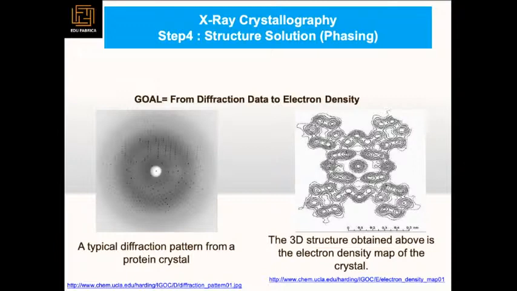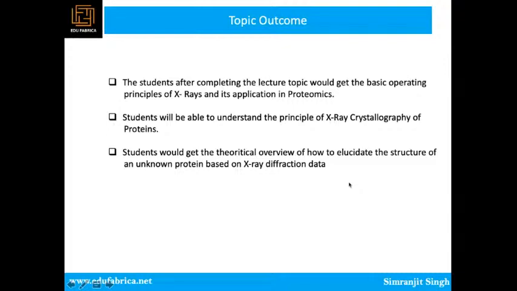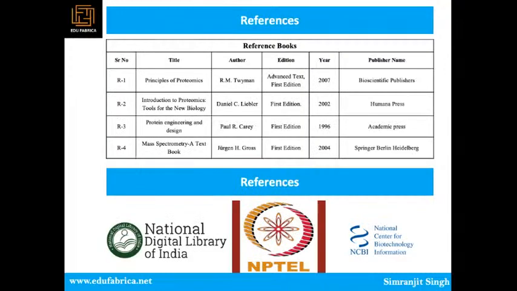So this is the data that you get afterwards, the diffraction data, typical diffraction data of protein crystals, and then a 3D structure is obtained using the electron density map of the crystal. Now there is a 3D structure of it afterwards. So today's outcome is that you are able to understand the topic of X-rays, applications in proteomics, principles of X-ray crystallography, and understand the diffraction data, how we obtain this data.